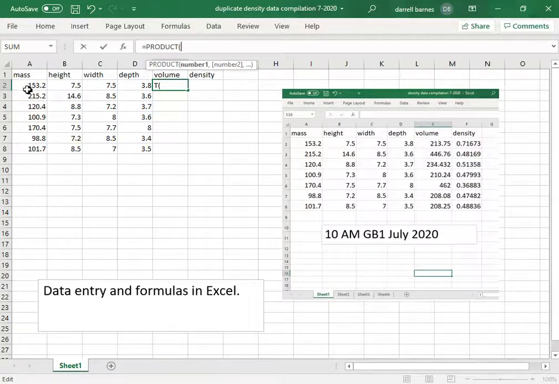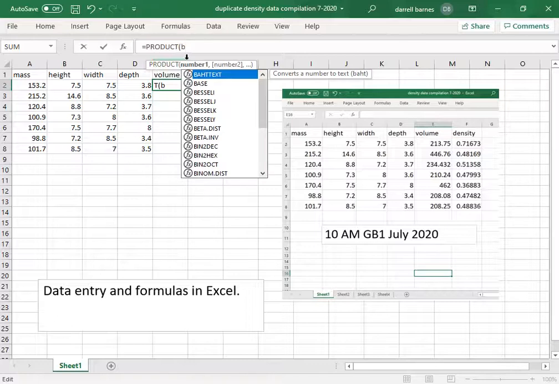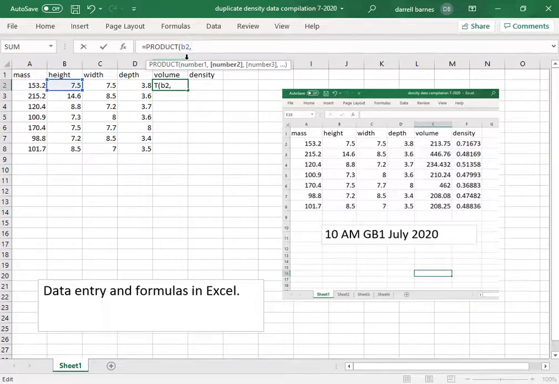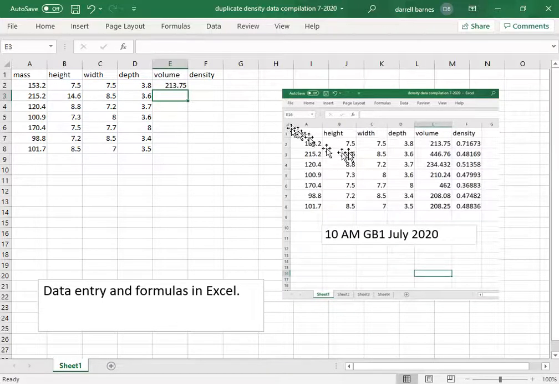So I want B2 multiplied by C2 multiplied by D2. So let's input that. Let's say B2 multiplied by C2 multiplied by D2, and let's close the parentheses. And let's click and see if we get an expected value.